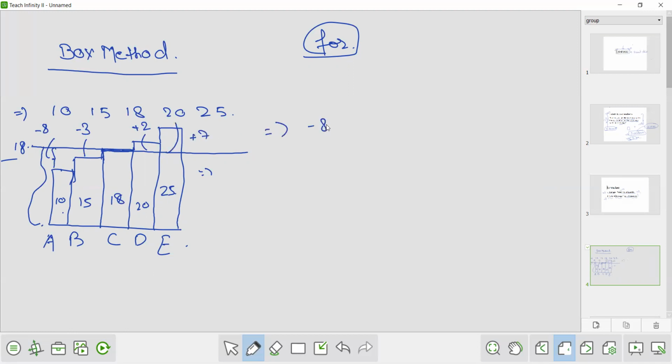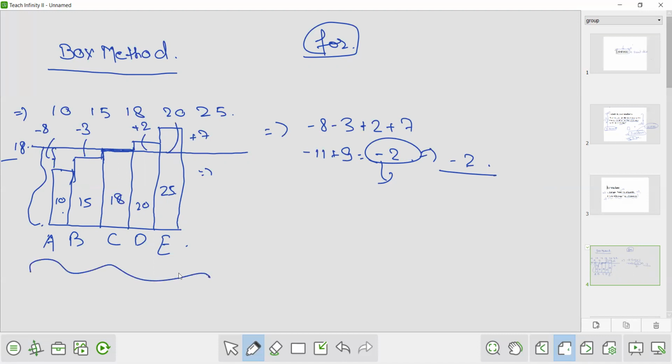So minus 8 minus 3 plus 2 plus 7. This is minus 11 plus 9, that is minus 2. Means the minus here signifies that, minus 2 means now you will distribute this minus 2 among these 5, because you had supposed the average to be 18. So now the new average will be 18 minus 2 upon 5. That will be 18 minus 0.4. That will be 17.6.